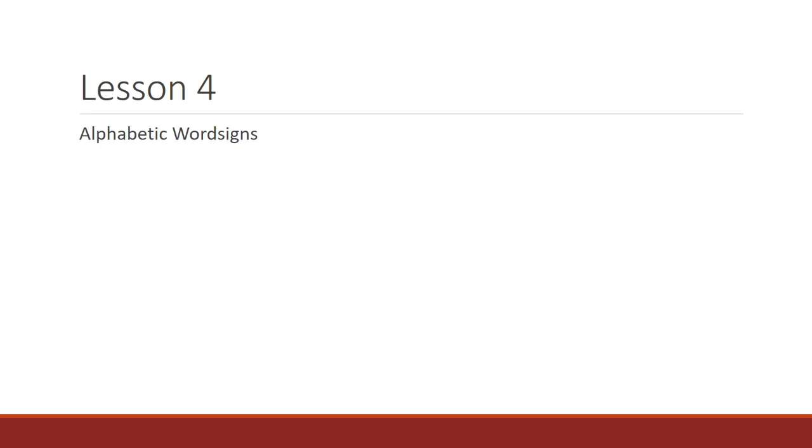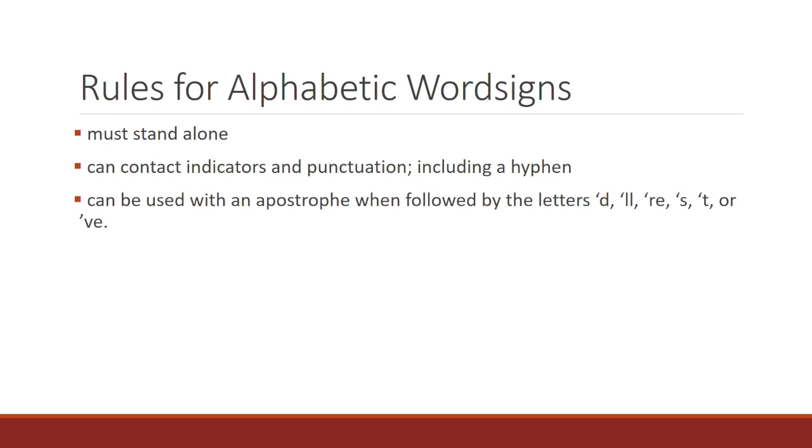The first set of contractions you are going to learn are called the alphabetic word signs. The alphabetic word signs are well represented by their name. Almost every letter of the alphabet has a contraction or word associated with it. When a letter of the alphabet stands alone, it is a contraction. Hence, the first rule, alphabetic word signs must stand alone.